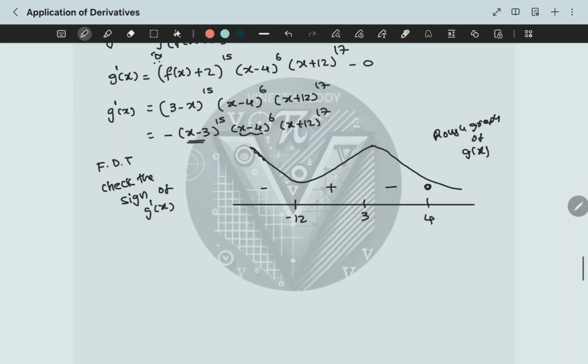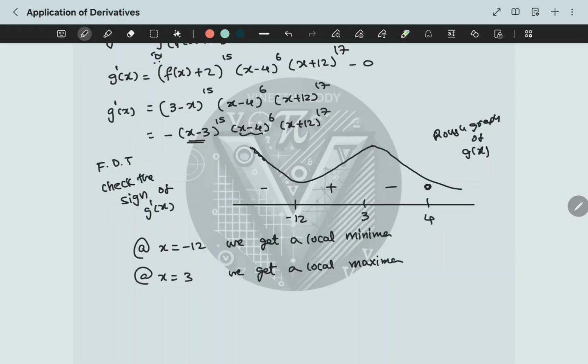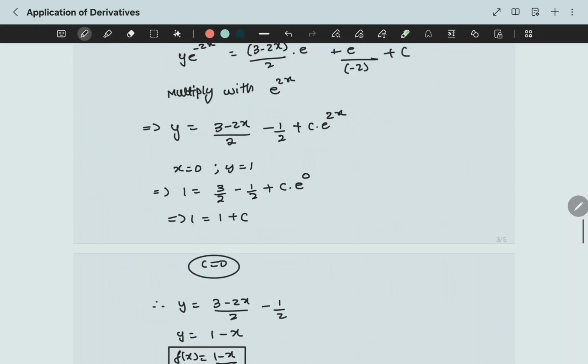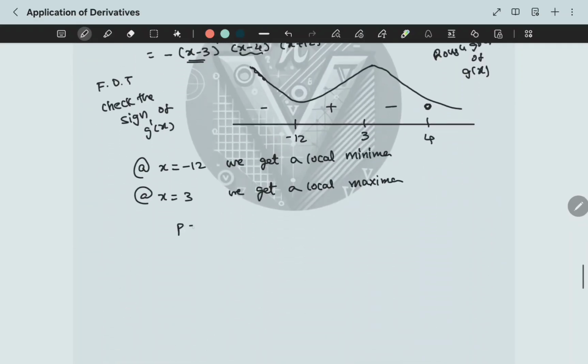So that means as per the sign change, if you know the first derivative test, at x equals minus 12 we get a local minima, because as per the first derivative test, the sign changes from negative to positive, and at x equals 3 we get a local maxima. I hope you have understood this. That means what is P here? Points of local minima and local maxima. P is the point of local minima, Q is the point of local maxima. So P will be minus 12 and Q will be 3, right?